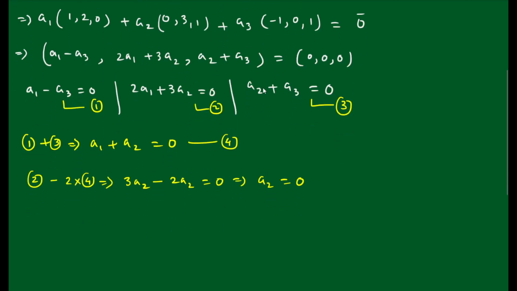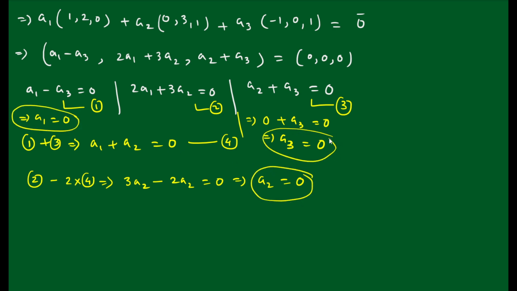So if we put a2 here, then our a3 will become 0. a3 is 0. Okay, and if we put a3 here, then a1 is equal to how much? 0. So a1 is 0, a2 is 0, and a3 is also 0. So here all the scalars are 0. Since a1, a2, a3 are 0, so v1, v2, and v3 are what? Linearly independent. Okay, here they are linearly independent.